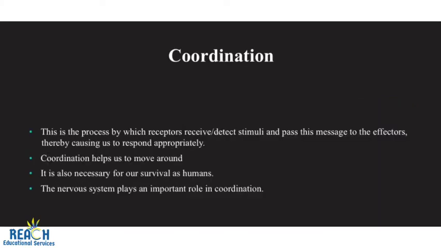So then, coordination is the process by which receptors receive or detect stimuli from the environment and pass the message to effectors, thereby causing us to respond in some way. Now, coordination is very important as it helps us to move around as human beings. It is also necessary for our survival as humans. And the nervous system plays a very important role in the process of coordination.